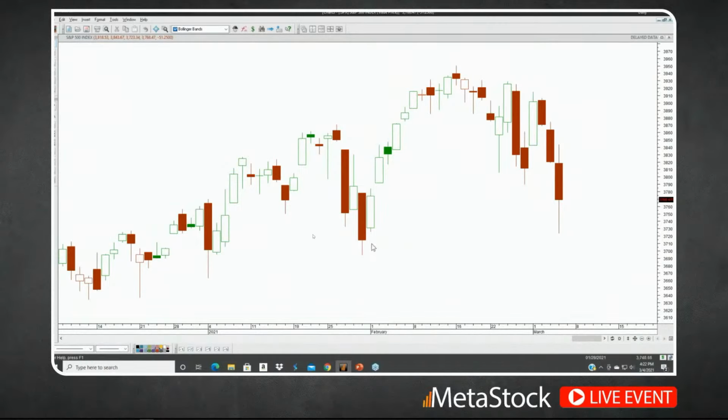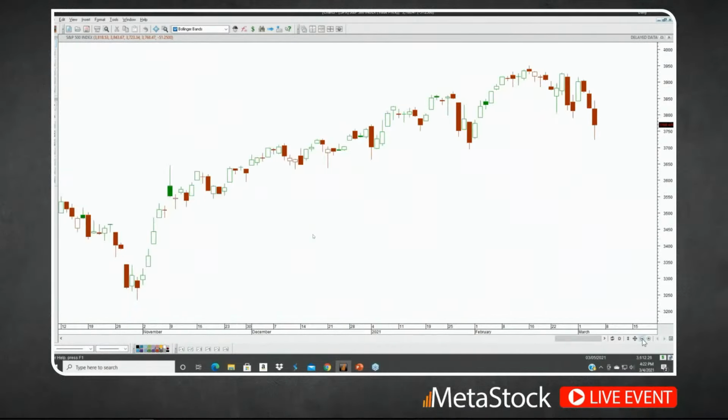I use momentum-based strategies and methodologies to guide me on direction. But let's go ahead and map out some levels here, and then I'll show you guys how I use momentum techniques to gauge direction of the market.